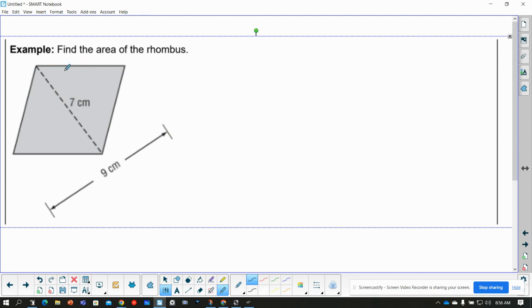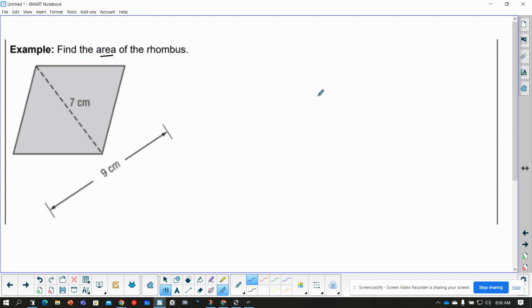This is a rhombus, which means all four sides are congruent. All we're doing is finding the area of this rhombus. And when we go to find the area of it, notice one diagonal is shown right here, 7. The other diagonal from here to here is shown out here, 9. So honestly, very simple problem.